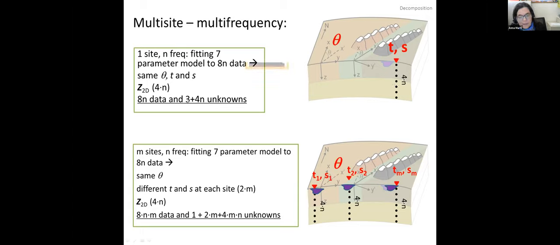and three, sorry, these three, the strike and the distortion components, times n frequencies unknowns. If we have m sites, now the difference is that the only thing that these sites share is the strike direction. We can have different distortion at each site. And again, we are trying to fit the same distortion parameters to all the frequencies. So here I'm not going to read this, we have all this data and this number of unknowns. In any case, it's an overdetermined problem. We have more data than unknowns, and it's a question of finding the best fit for these unknowns.